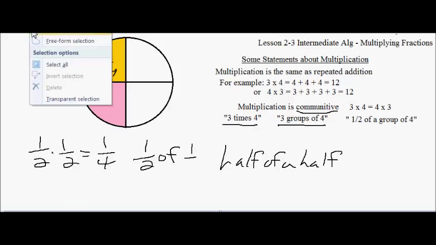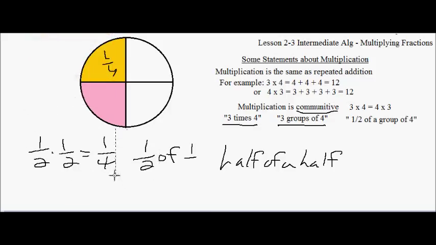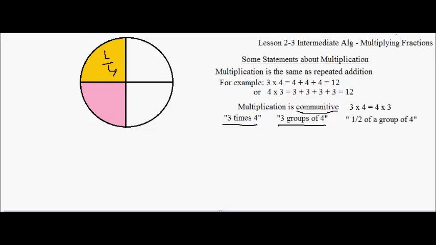We could say, what's a half times, let's make it a little harder. 1/2 of 3/4. Okay, what's that? Well, according to our rule, 1 times 3 is 3, and 2 times 4 is 8. So 1/2 of 3/4 is 3/8.